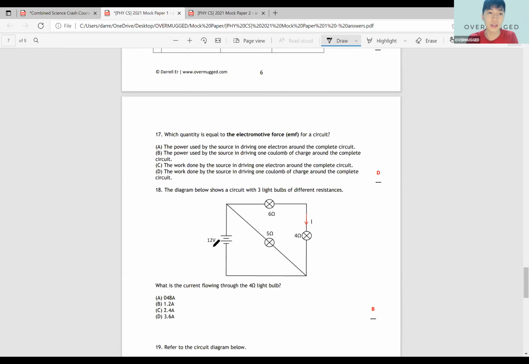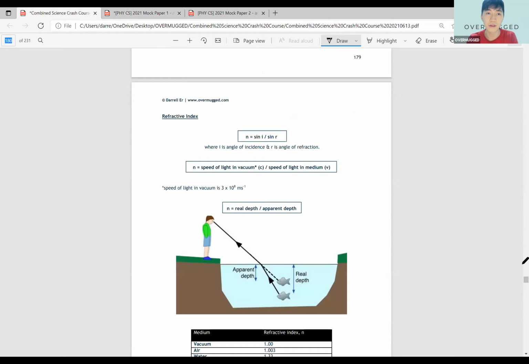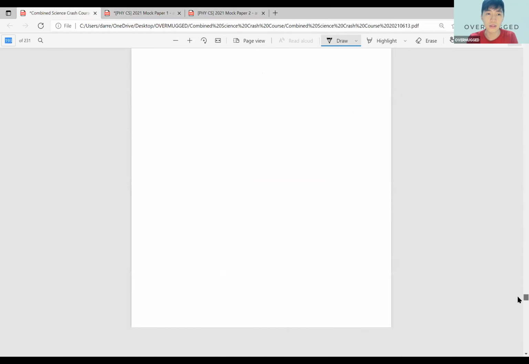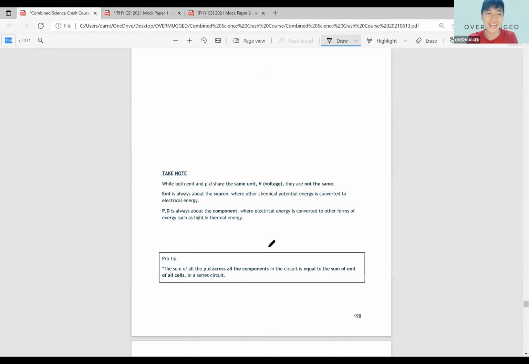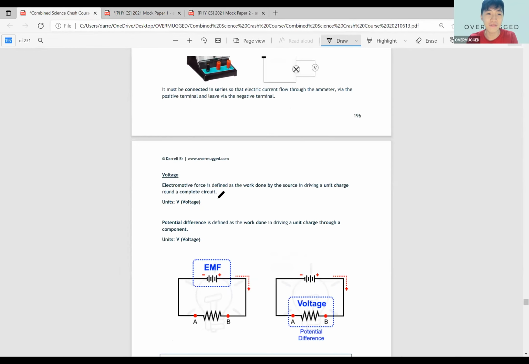EMF definition. Okay, this one you just need to know. So what is the definition for EMF? Still don't know, right? Still don't know, you're in trouble. Need to go revise. Okay, so definition for EMF is over here.